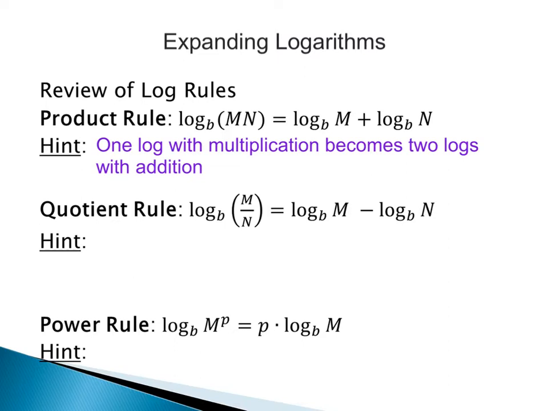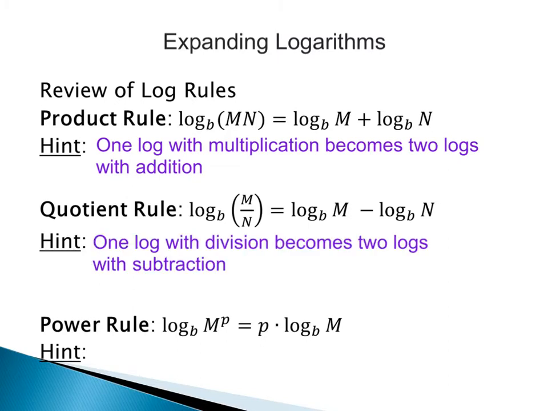Our quotient rule says that log base b of m over n equals log base b of m minus log base b of n. Again, I like to think of this as a hint: one log with division will become two logs with subtraction. So your product rule, if you have multiplication, separates into two logs with addition. Quotient rule, if you have one log with division, it becomes two logs with subtraction.